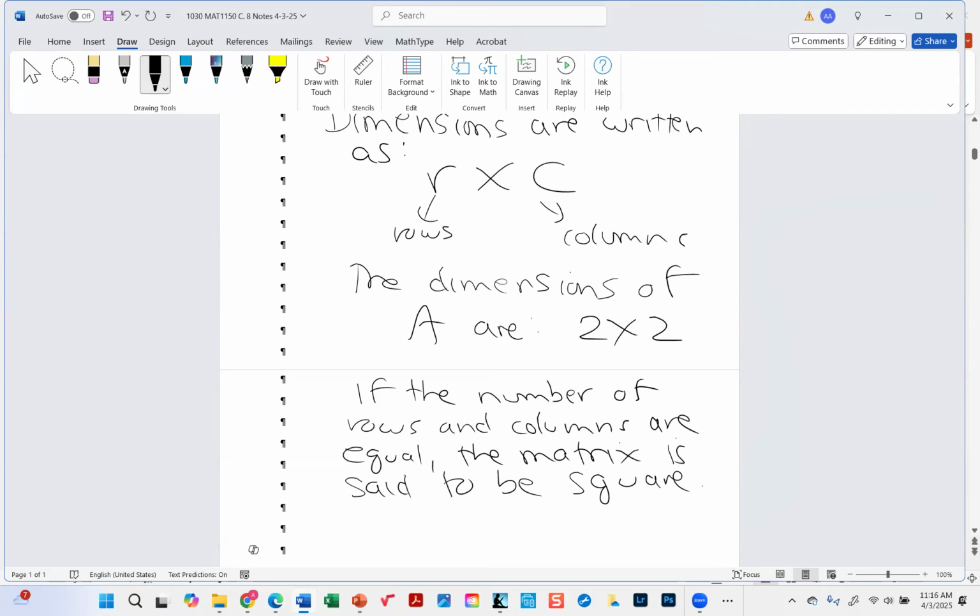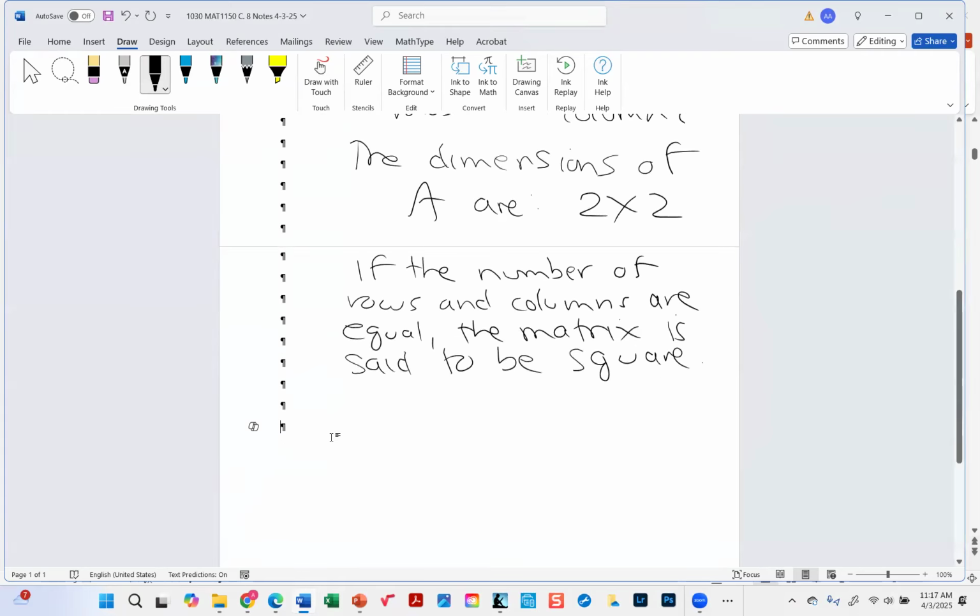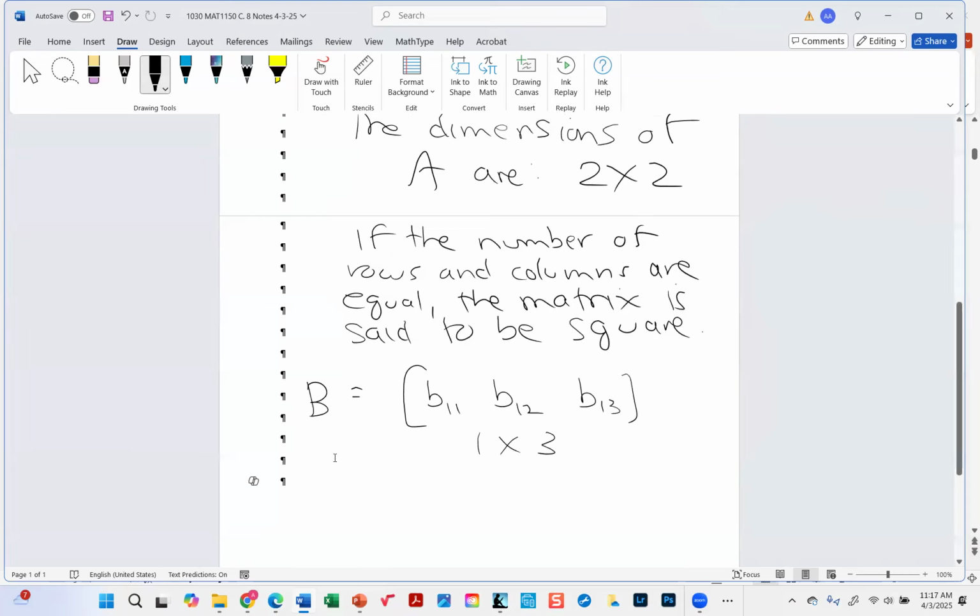We also have a couple of other special cases, actually three. If we have, let's say, something like this, then this one has dimensions 1 by 3 because there's 1 row and 3 columns. Then B is said to be a row vector, or sometimes it's called a row matrix.